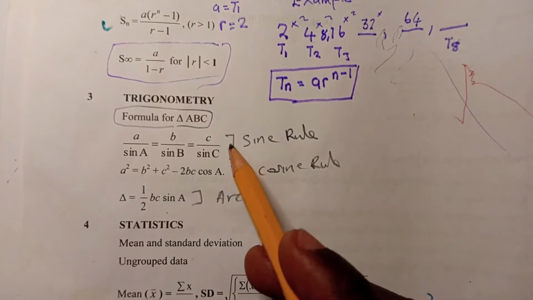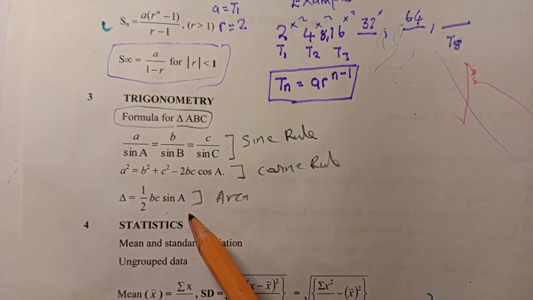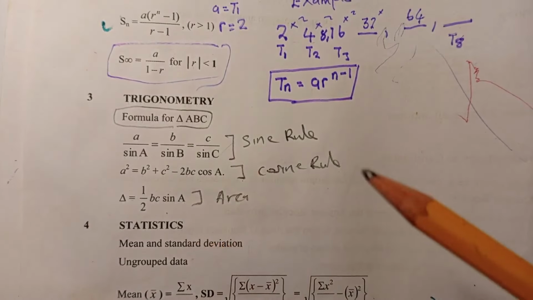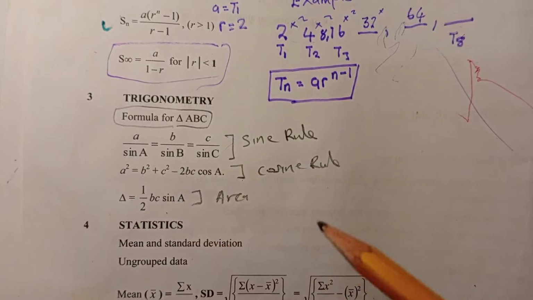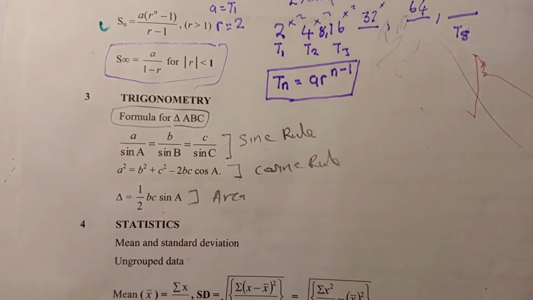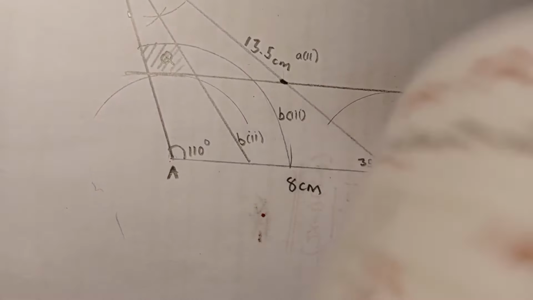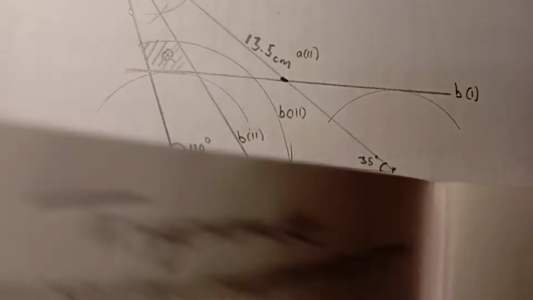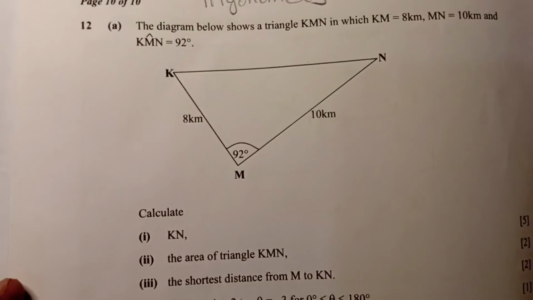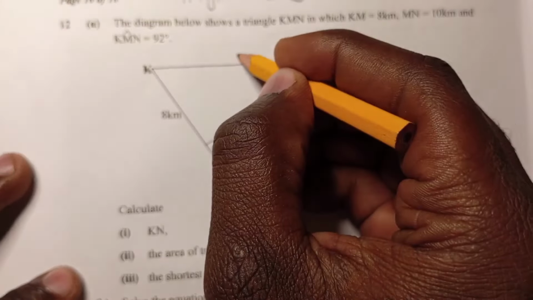So we'll pick any of these when answering our questions, depending on the question. So the good part is you deciding whether you're supposed to use the sine rule or the cosine rule. So go back to our question. The question here, KN, so we're supposed to find here N here.